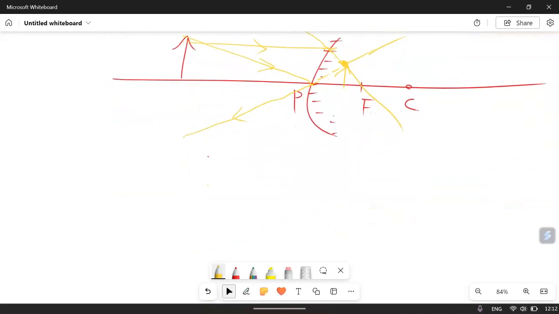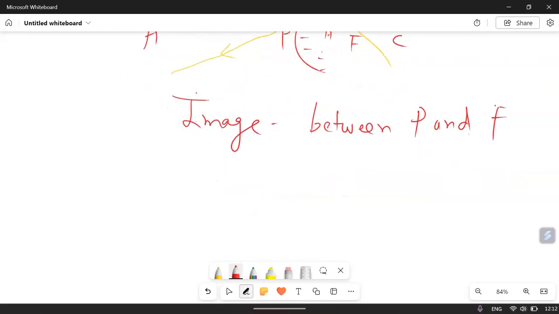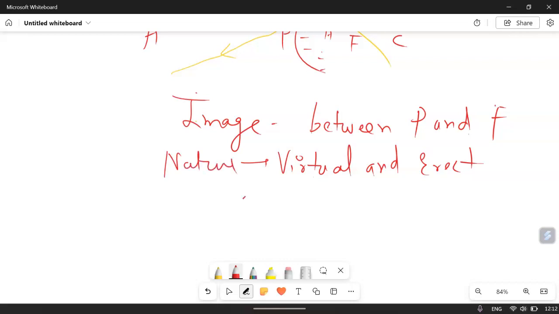After looking at this we can say this is your object AB, so the image will be A dash B dash. The image is between P and F. Second thing you need to remember is that it's virtual and erect and it is small in size. Third thing, this is the nature and the size is small. I hope you understand both the cases. Thanks for watching.